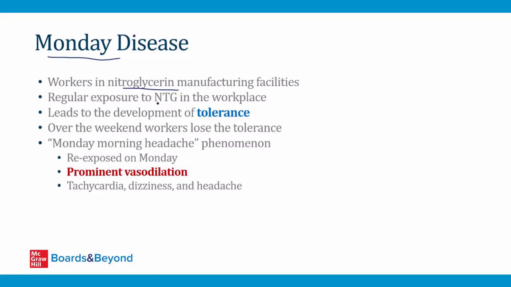These workers are exposed to nitroglycerin in the workplace every day, and they develop tolerance like we talked about before. But then over the weekend, when they're home, they're not exposed to any nitroglycerin and they lose their tolerance. So when they come back on Monday morning, they get Monday disease, sometimes called Monday morning headache phenomena. They're re-exposed to nitroglycerin, they get lots and lots of vasodilation, and they can develop tachycardia from the sympathetic nervous system reflex. They can develop dizziness from hypotension and headache from the meningeal vasodilation.